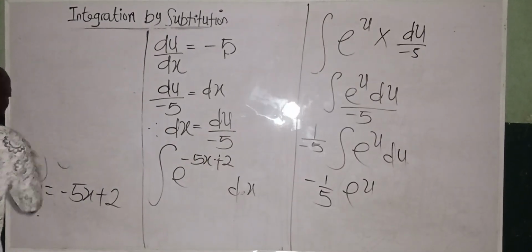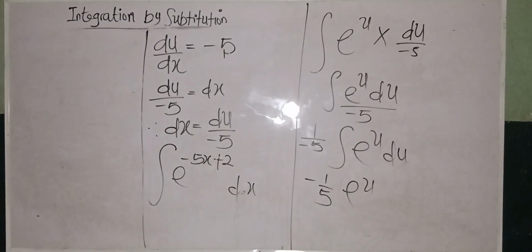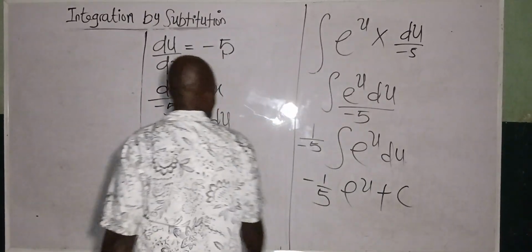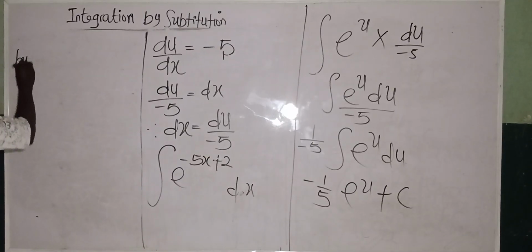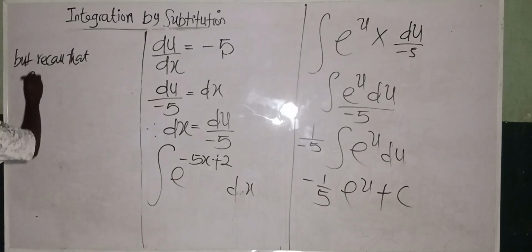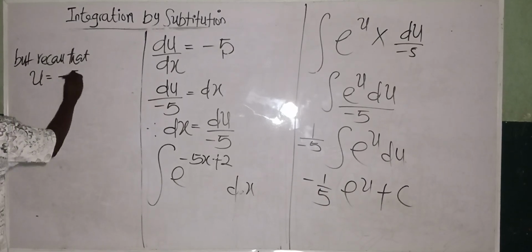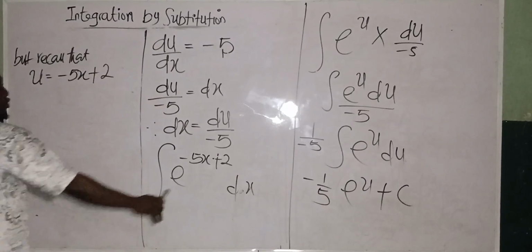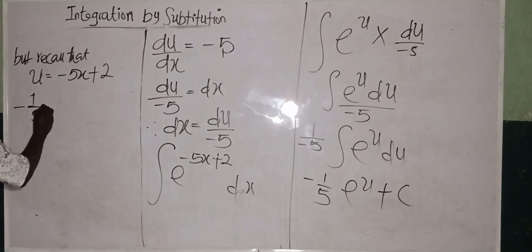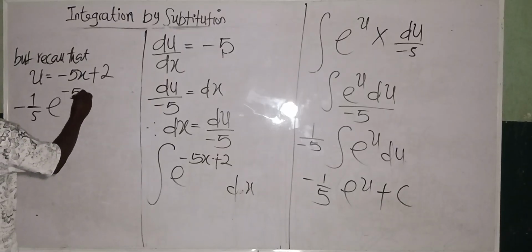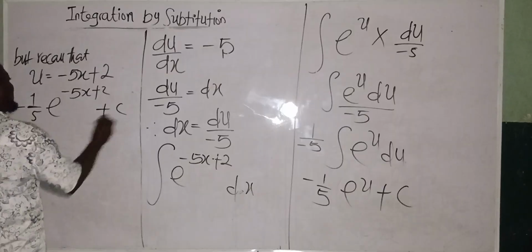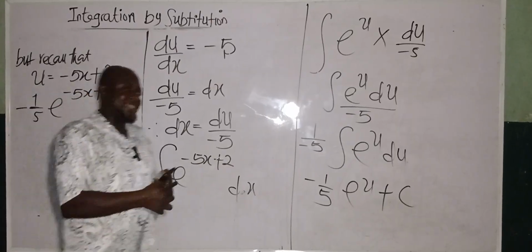So at this juncture, we already know that as soon as you integrate, we are introducing this. But recall that we say let our u be what? Minus 5x plus 2. So we'll take it here. Then we say minus 1 over 5 here. Then this will give us e to the minus 5x plus 2. So remove that u and put all of this, plus c. This is how that is done.